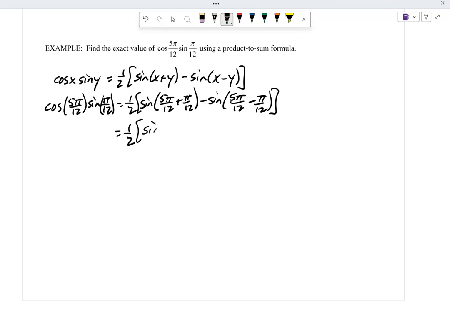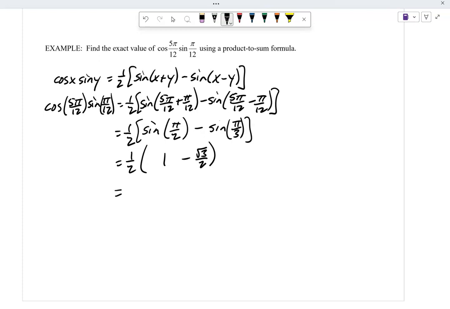So it looks like we have sine of 5 pi/12 plus 1 pi/12, which is 6 pi/12, which is just pi halves. And then over here we got 5 pi/12 minus 1 pi/12, so we got 4 pi/12, which is pi thirds. And then we look on our unit circle, and you take the sine of pi halves, which is 1, the y value there at pi halves. We take the sine of pi thirds, which is root 3 over 2.